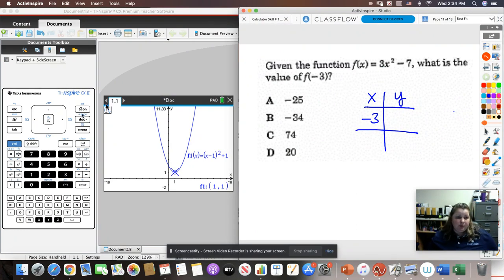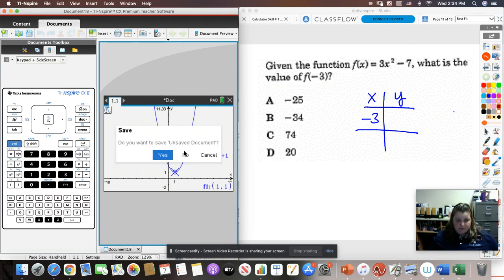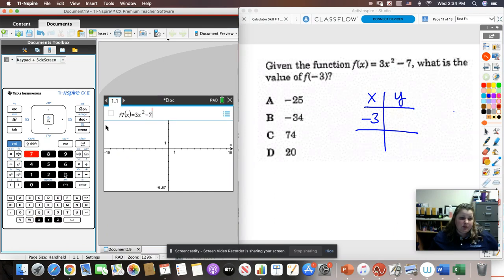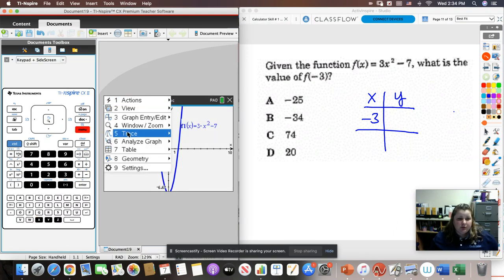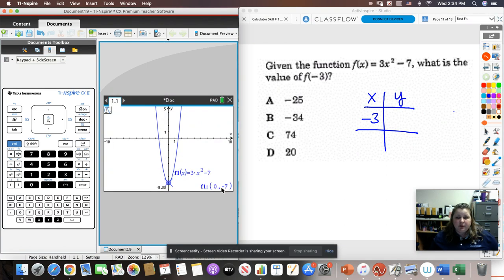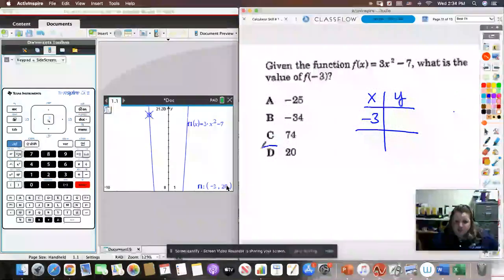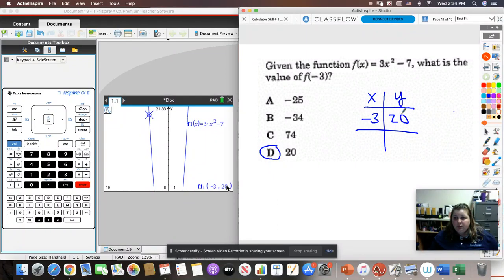So all you do is type your equation in. Add the graph. 3x squared minus 7. Enter. Menu. Trace. Graph trace. It gives you the input of -3. Enter. And the output is 20. There's your answer. Done. If it was a griddable, then you would grid in 20.